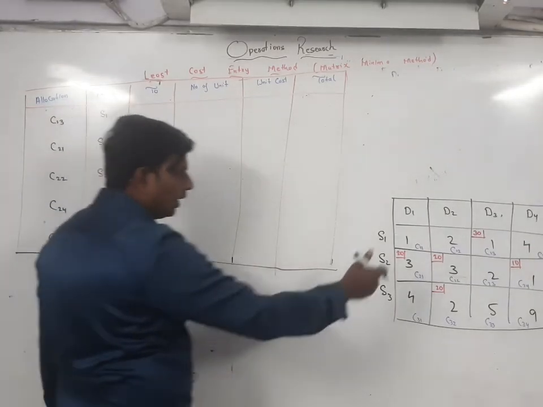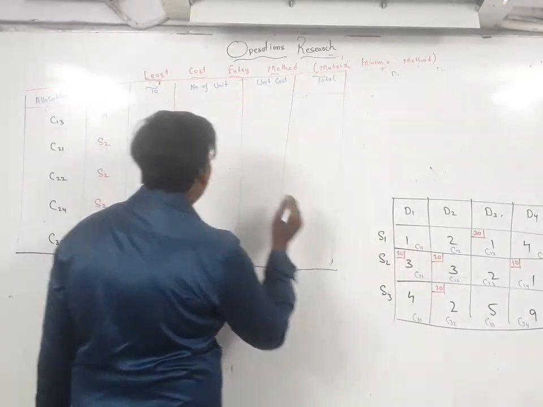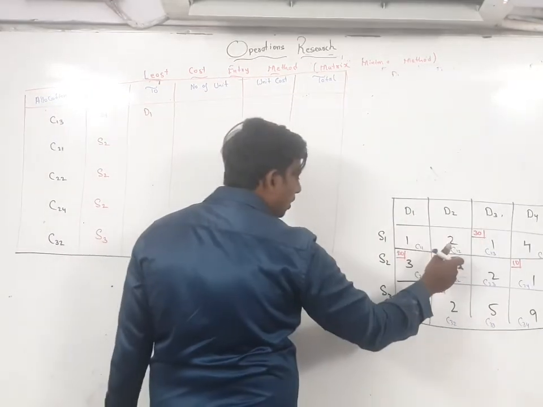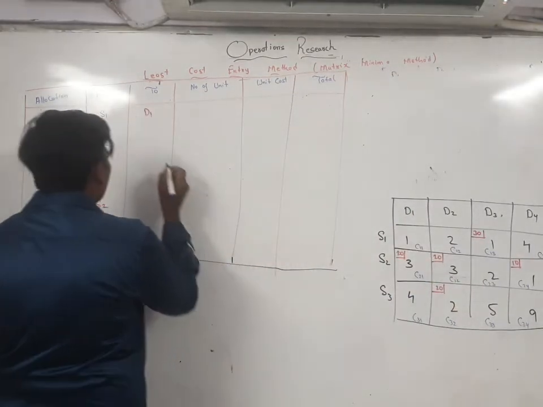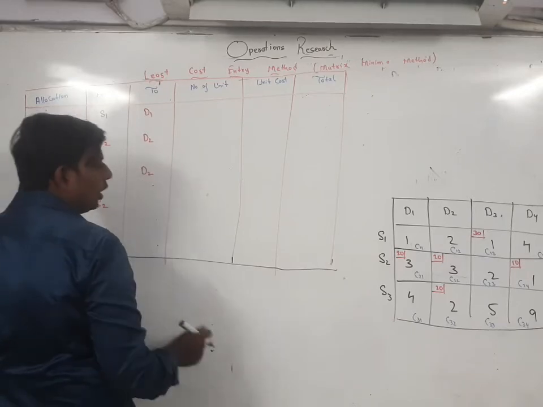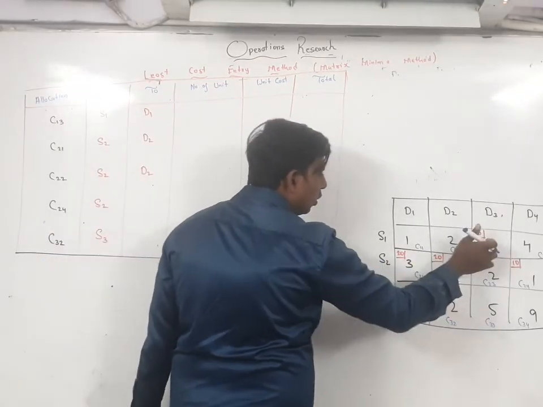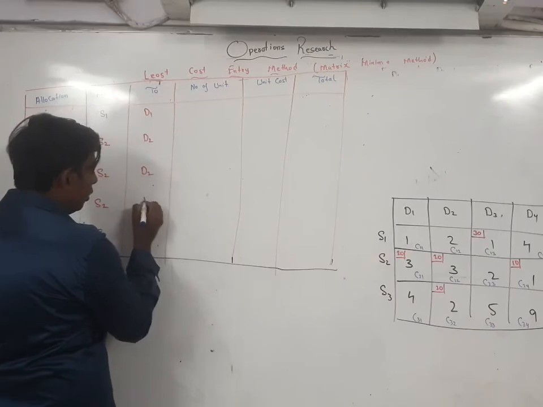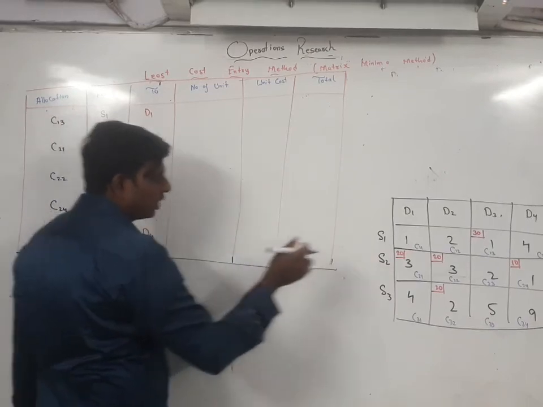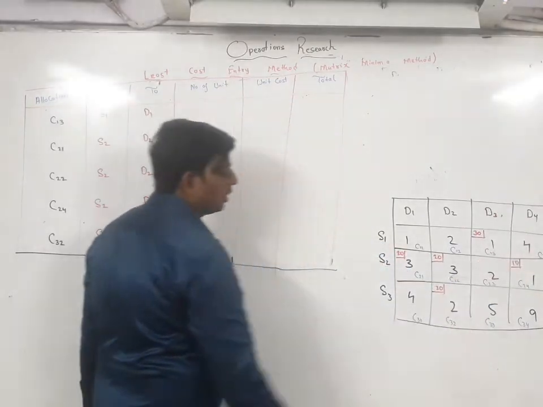Then D1, as you can see in D1, how many are there? 1. So I can write here D1. In D2, how many are there? 2. So here I can write D2, and here also I can write D2. Next one, in D3, how many allocations are there? 1. So here I can write D3, and in D4, how many allocations are there?